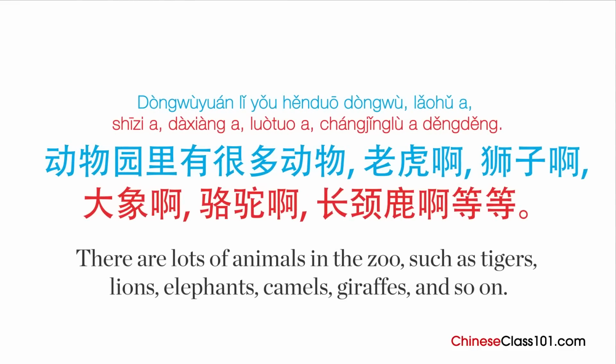动物园里有很多动物，老虎啊、狮子啊、大象啊、骆驼啊、长颈鹿啊等等。There are lots of animals in the zoo, such as tigers, lions, elephants, camels, giraffes, and so on. Ah here is used when listing a series of things in spoken language.